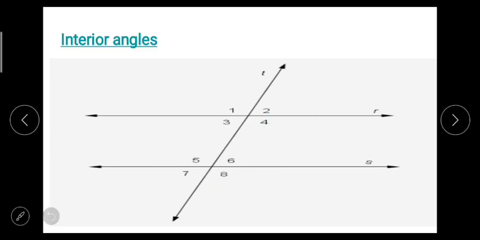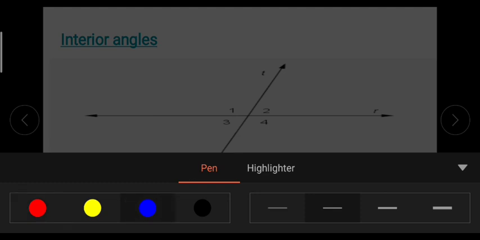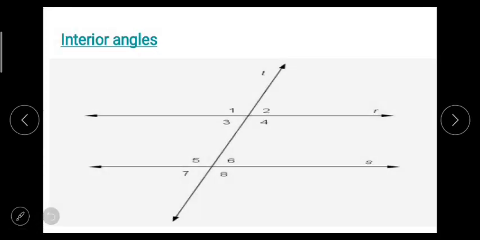Next, we will see the property of interior angles. The property of interior angles is that interior angles are supplementary, which means their addition should be 180 degrees. So the interior angle pair is 3 and 5. These 3 and 5 are interior angles. Yes or no, students?